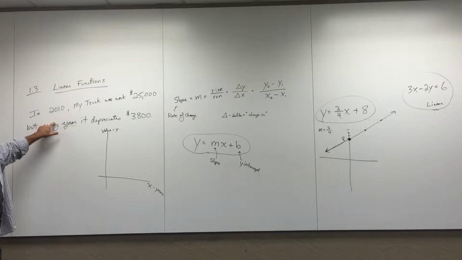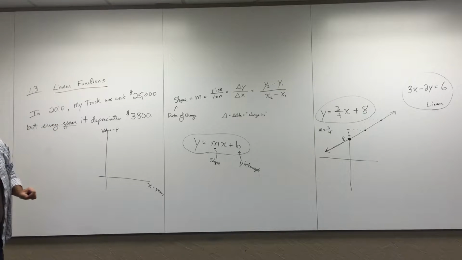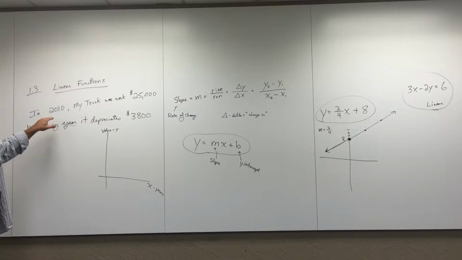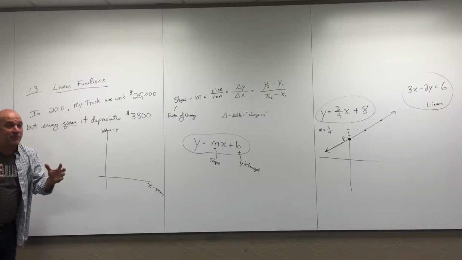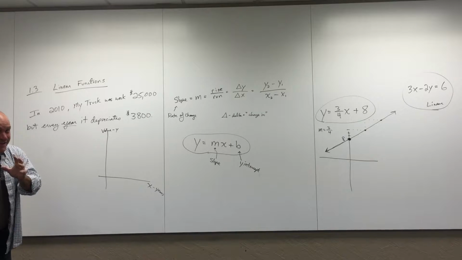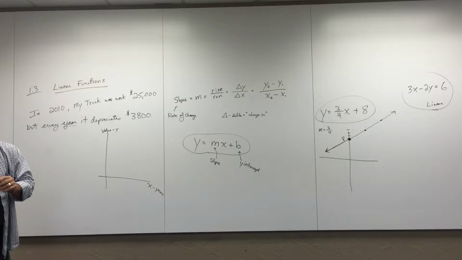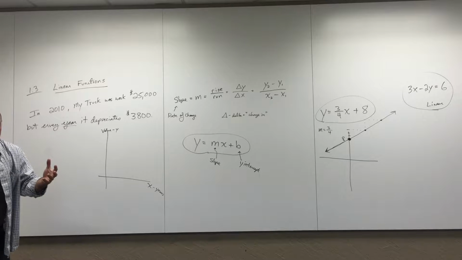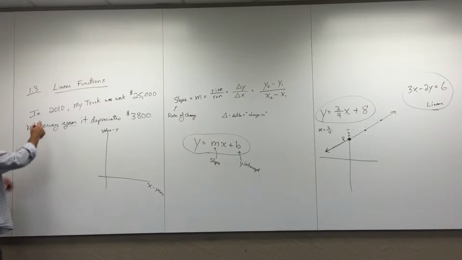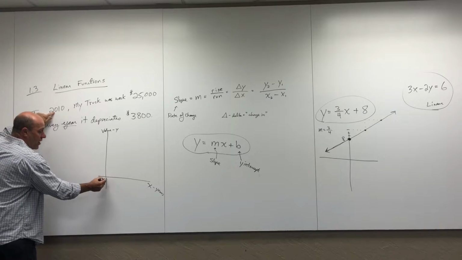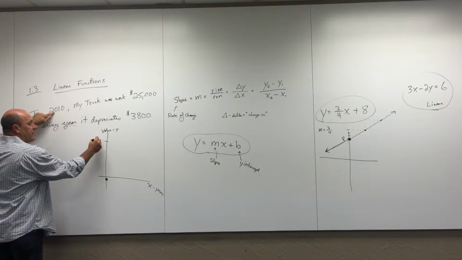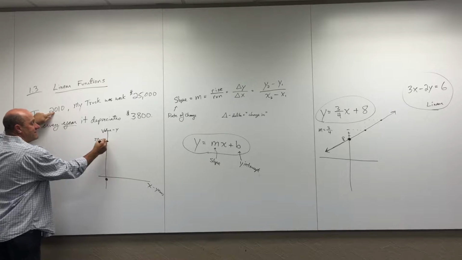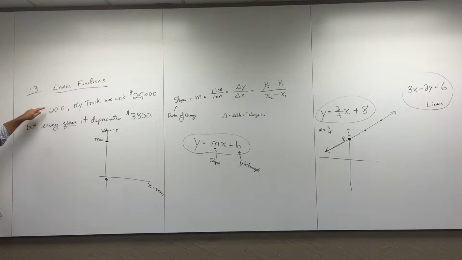Get used to that, you guys. When you're doing word problems, it might be 6 a.m. in the morning. Let's call that 0. It might be 2010. Let's call that year 0. The problem might start on September 1st. Let's call that day 0. You follow me? That's the good way to construct a word problem. So 2010 we're calling year 0, and in year 0, what is the value of my truck? $25,000.